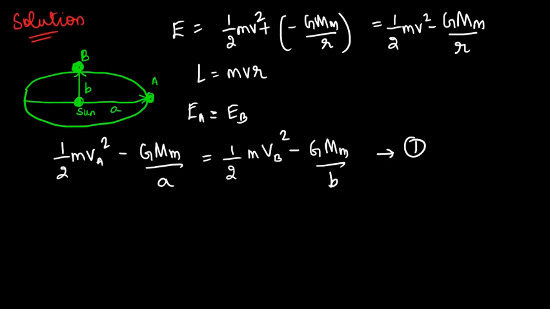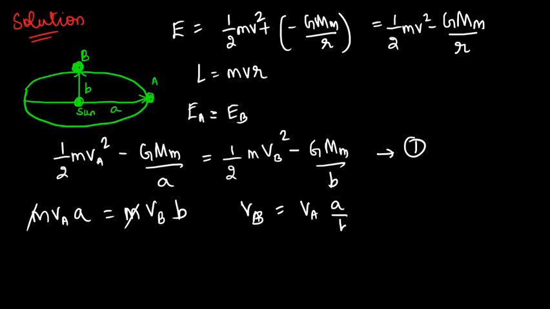This is my first equation from conservation of energy. Similarly, from conservation of angular momentum, I can write m v_a a is equal to m v_b b. So I get v_b to be v_a into a by b. So now my basic idea is to substitute this equation 2 in equation 1.